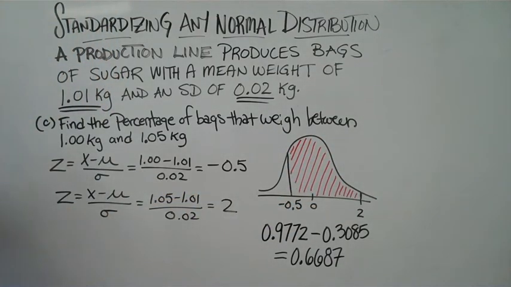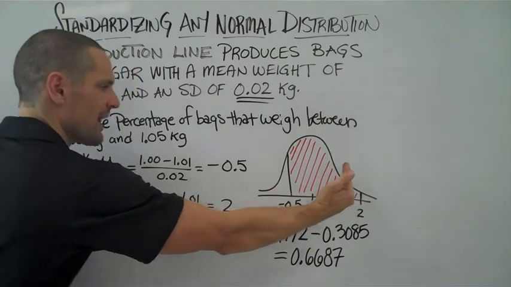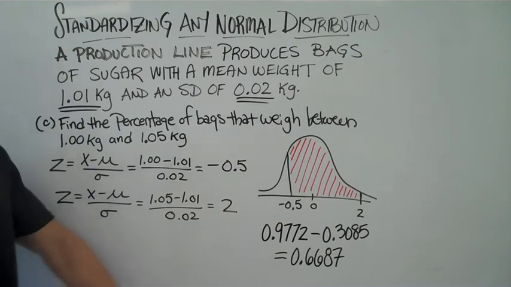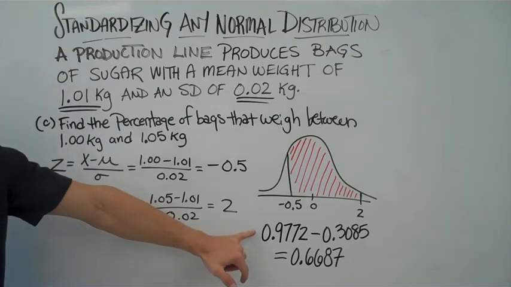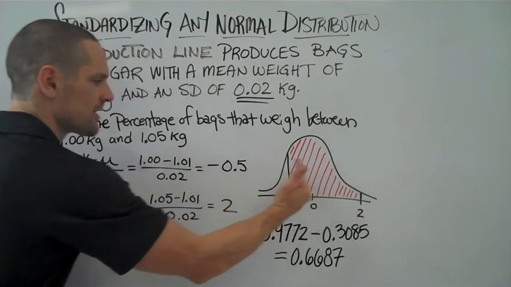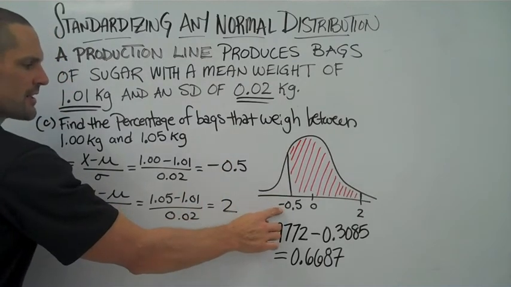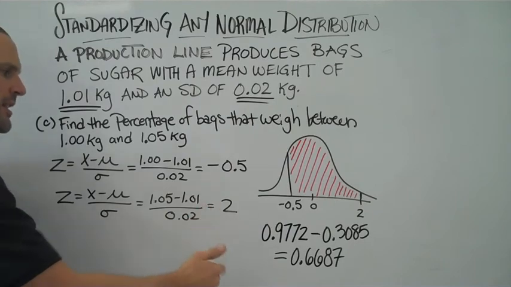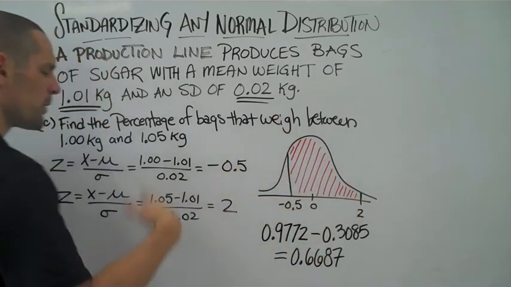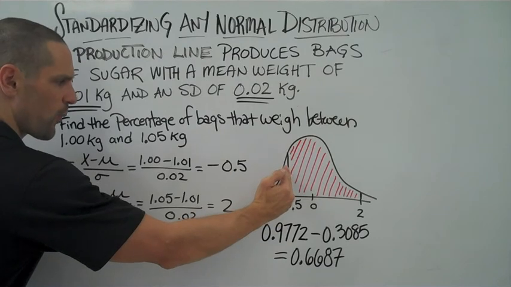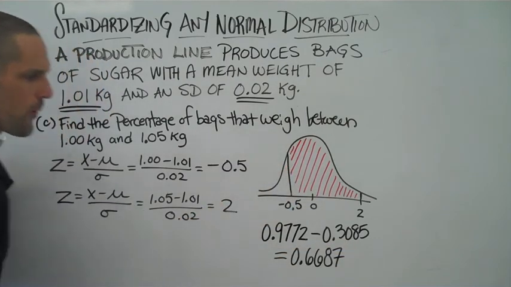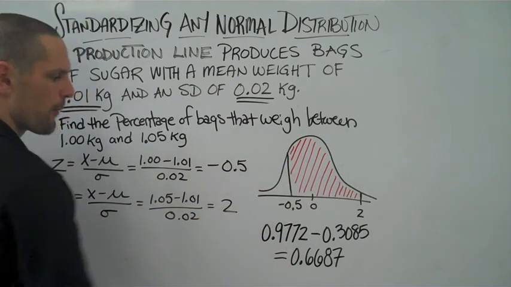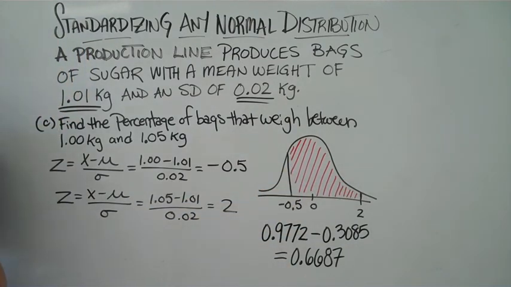Luckily, it's going to be anything less than 2 minus anything less than negative 0.5, which ultimately works out to 0.9772, which is anything less than 2. How do I find less than negative 0.5? It'll be the same as 1 minus less than 0.5, which we talked about earlier. So you'd have to find out what that area is. It turns out to be 0.3085. This minus this gives us 0.6687, which is about 67%.